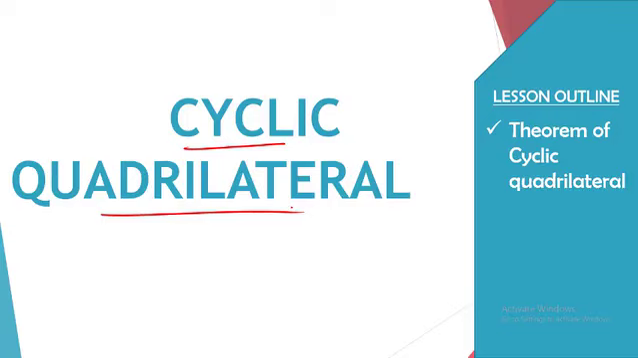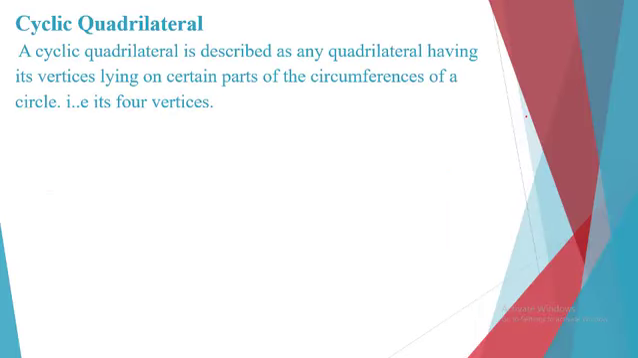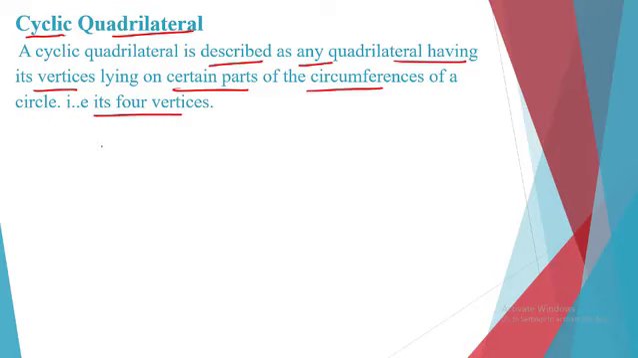Welcome back. In today's lesson we'll be focusing on theorem of cyclic quadrilateral. So let us start. A cyclic quadrilateral is described as any quadrilateral having its vertices lying on certain parts of the circumference of a circle. That is, the four vertices of the quadrilateral lie on certain parts of the circumference of a certain circle.